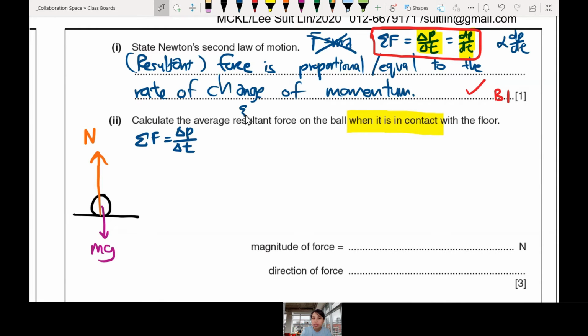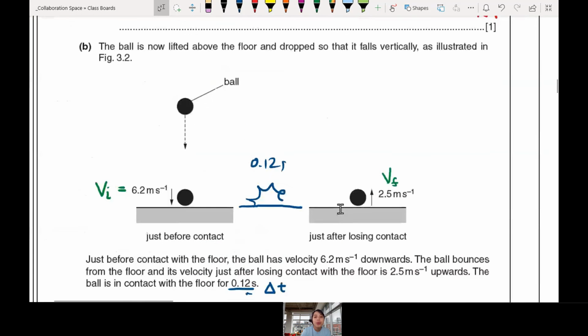But what is the change in momentum? We got the force. We're going to find that. But what is momentum? How to find change in momentum? You have to go and look at the diagram again. One moment it is going down. After that, it's going up. Got change in momentum from the change in velocity. So we can do this.